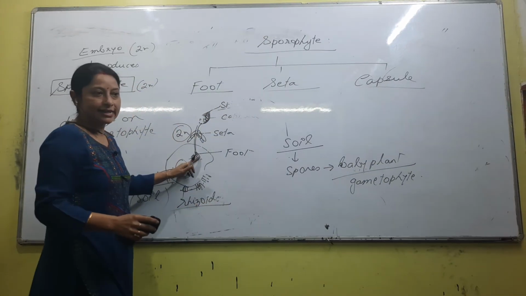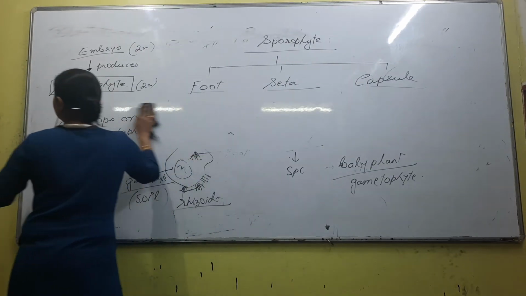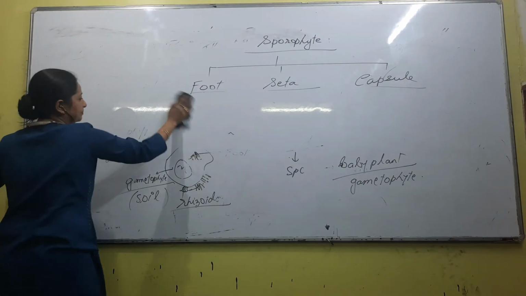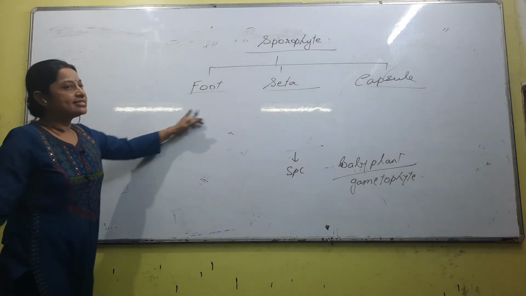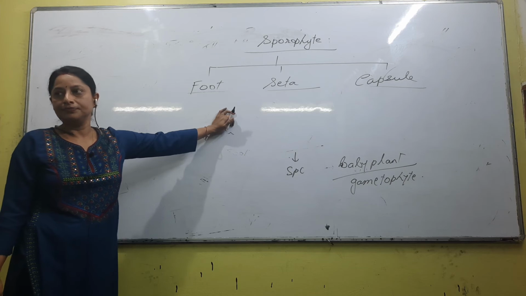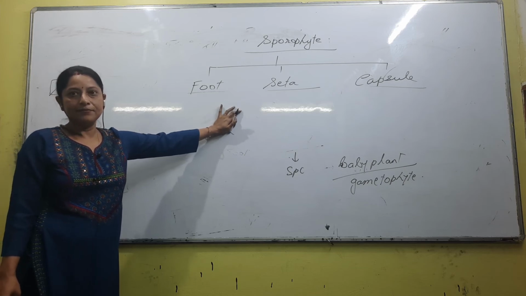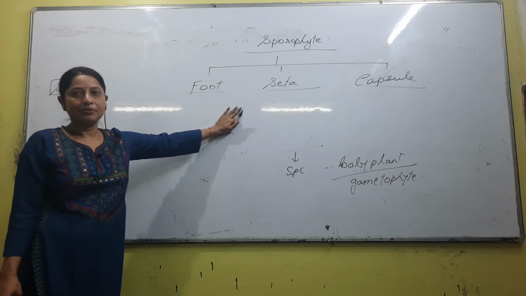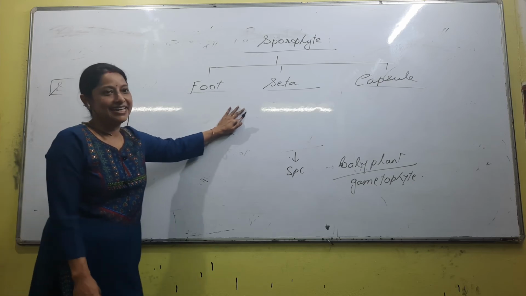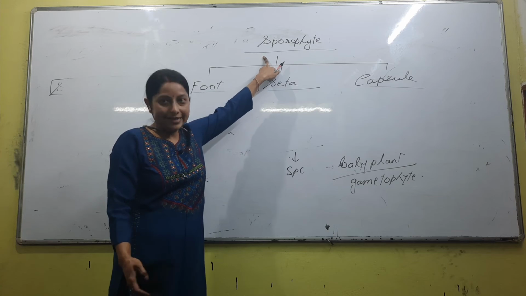Keep this diagram aside, so we'll write certain information about foot, seta and capsule. Okay, now just tell me the ploidy of the foot. What is the ploidy of the foot? Twice n. Because the main plant is n, and its part, what will it be? It will be twice n.